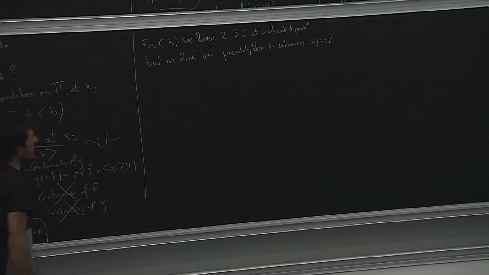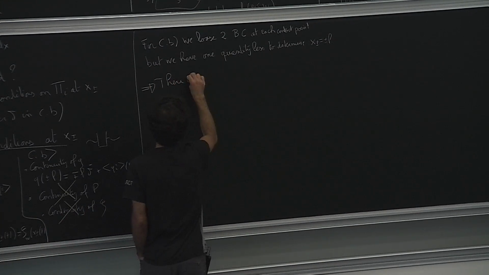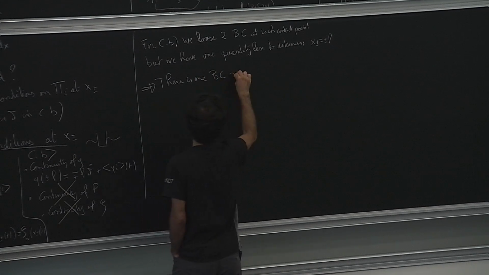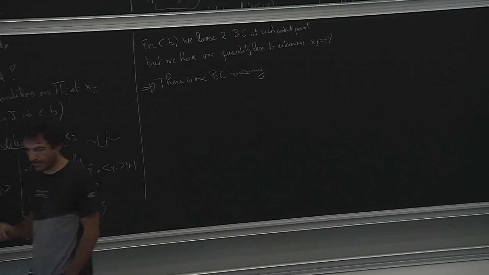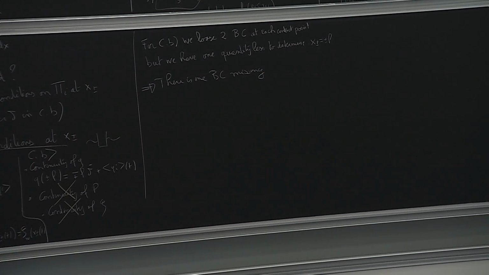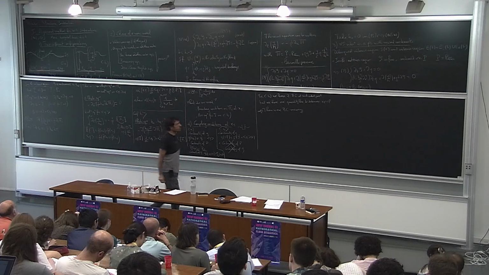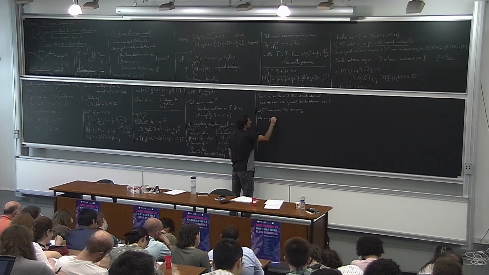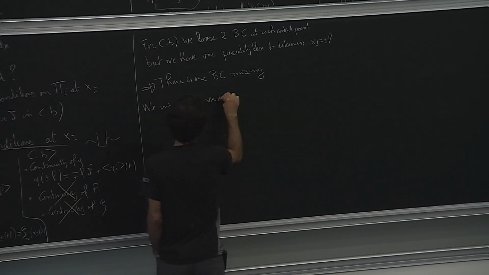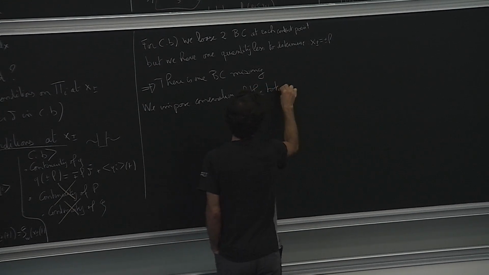So actually there is only one boundary condition. There is one boundary condition missing. So you have to add something else to the model to close the system. And what we do is that we impose conservation of the total energy.